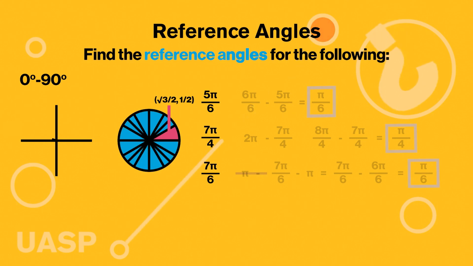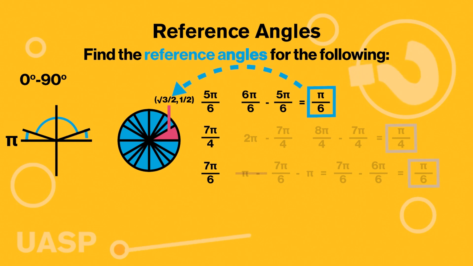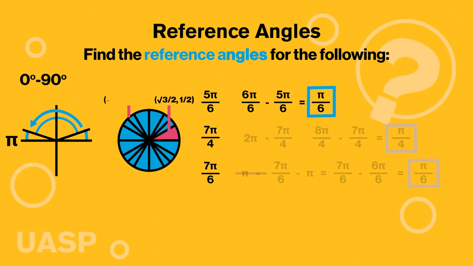For example, for this 5 pi over 6 that we did here, since we found that the reference angle is pi over 6, and we know that in quadrant 1, pi over 6 is square root 3/2, comma 1/2, we know that it is going to be the same thing as pi over 6. We just have to add a negative sign to the x coordinate because we're going in the negative x direction.